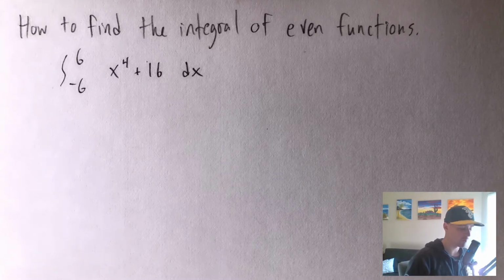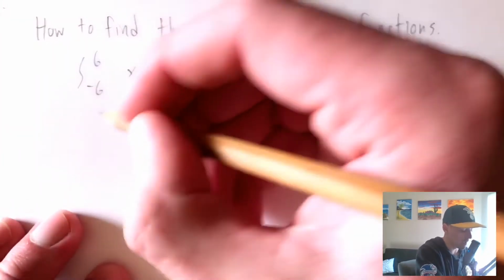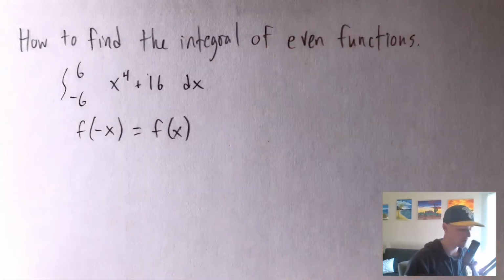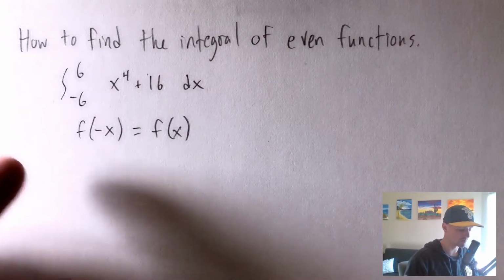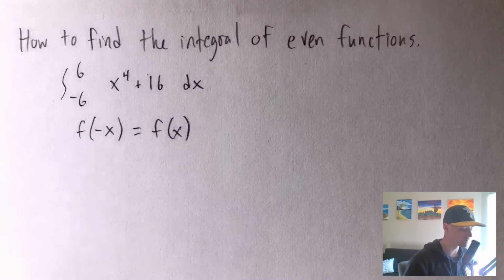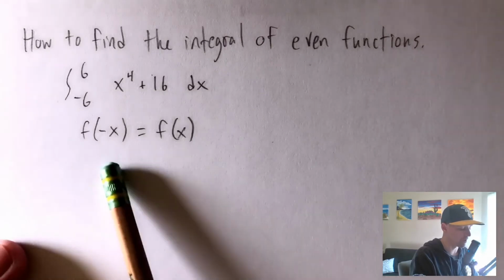The other thing that we want to do is confirm that this actually is an even function. What it means for a function to be an even function is that we need f of -x to equal f of x. So if we can show that this is true for this function, then we know that it's an even function, and then we know we can use this little trick, which will make integrating it a bit easier for us. So let's figure out what these two pieces are.